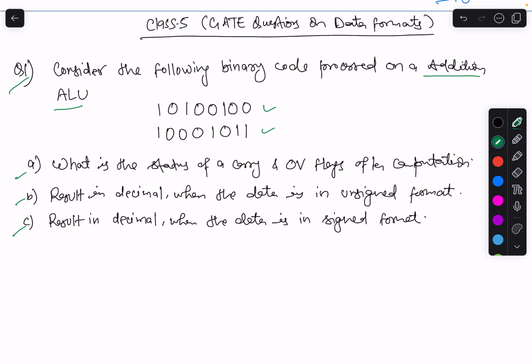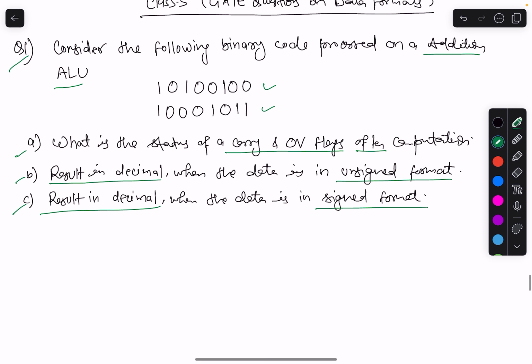What is the status of the carry and overflow flags after computation, the result in decimal when the data is in unsigned format, and the result in decimal when the data is in signed format. So we have these three questions. Let's solve the first one. We need to find the carry and overflow flag.